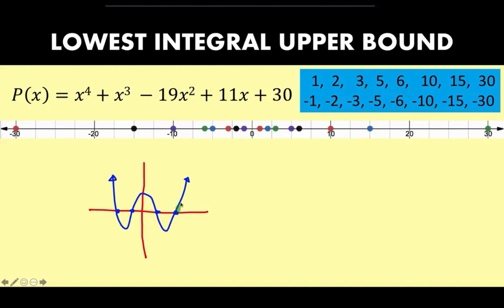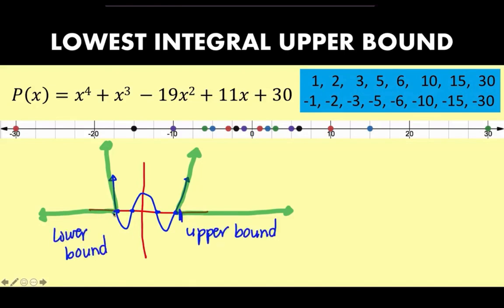From this point going to the right, the function just keeps going up, and there are no longer roots. And from this point going to the left, there are no more roots. We can now say that there could be an upper bound on the right side and a lower bound on the left side for the real roots of this polynomial.